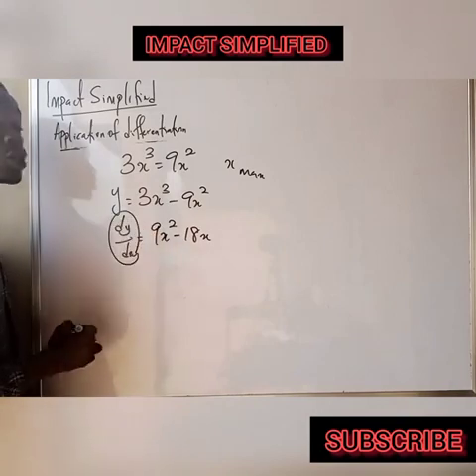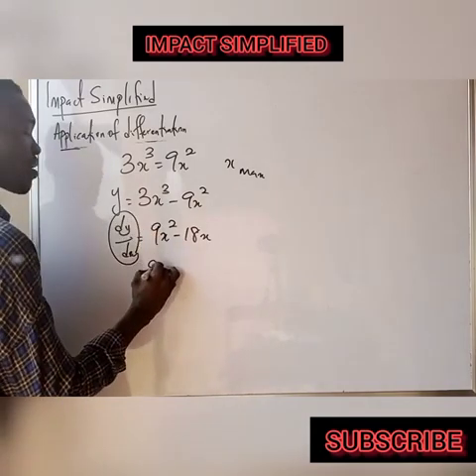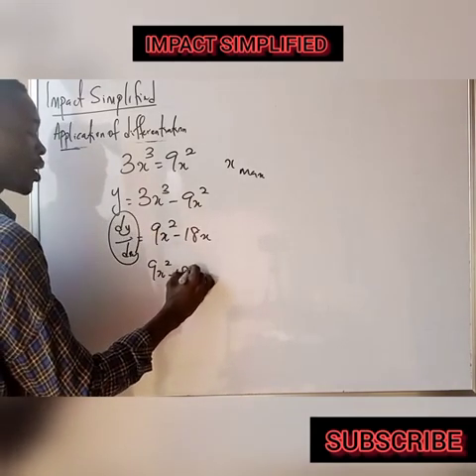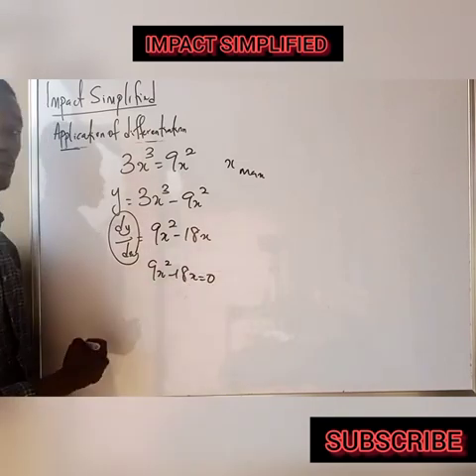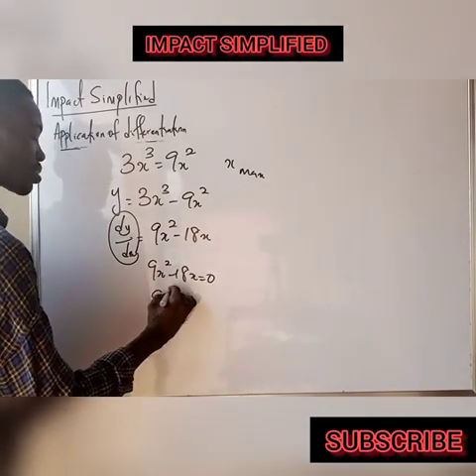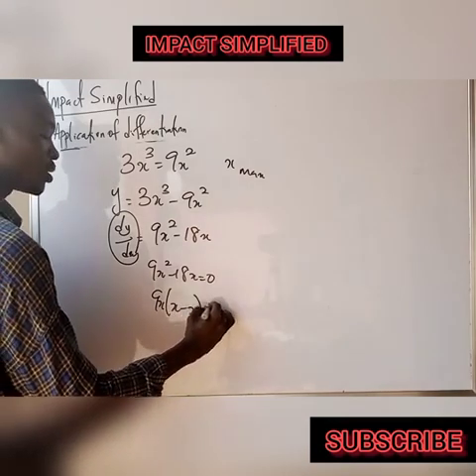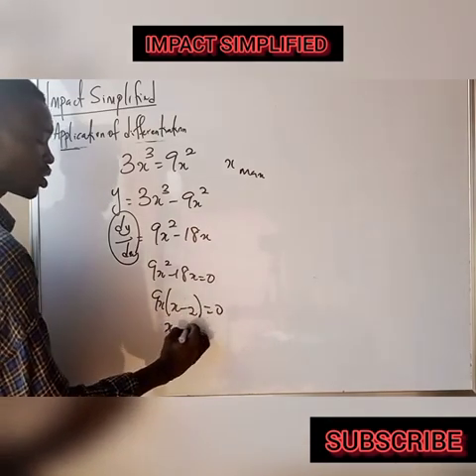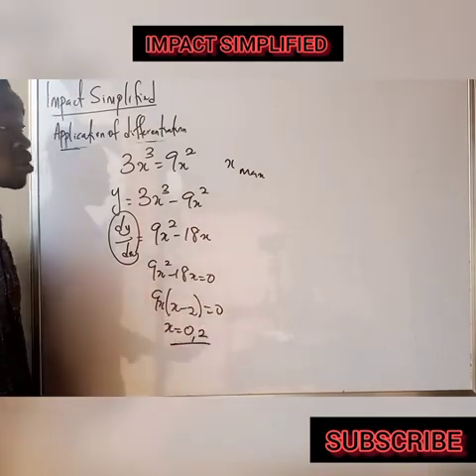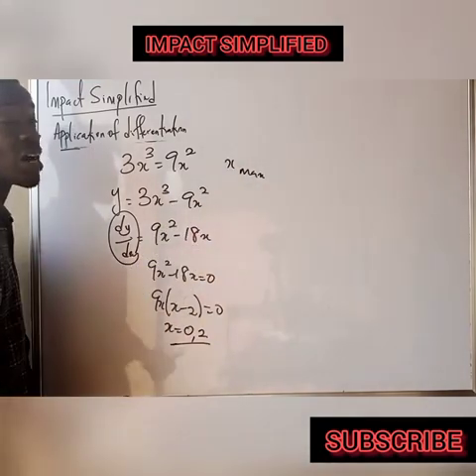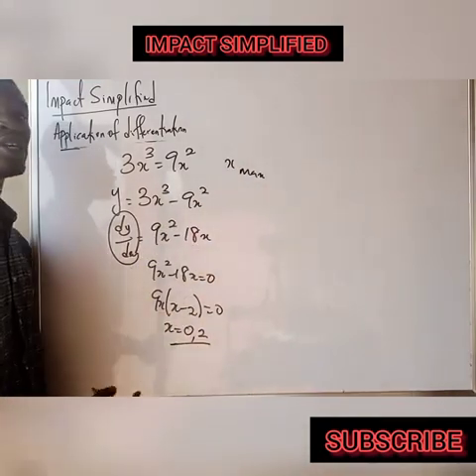After that, you equate your dy dx to 0. And we have it as what? 9x squared minus 18x is equal to 0. And from this, 9x is common. And that will give us x minus 2 is equal to 0. That means your x is 0 and your x is 2. But we are looking for the maximum value of x. These two answers will be in the option.